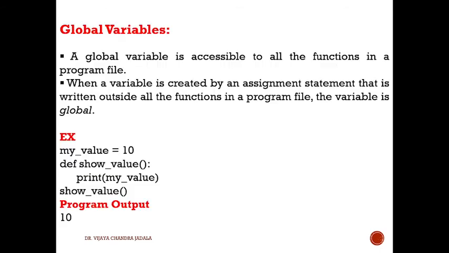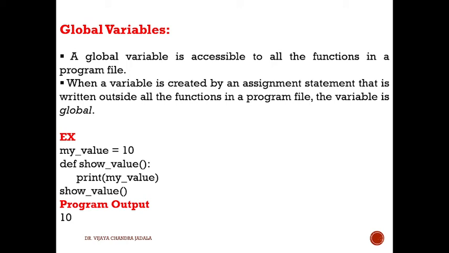Next comes the global variables. A global variable is accessible to all the functions in a program file. When a variable is created by an assignment statement that is written outside all the functions in a program file, the variable is global. my_value equal to 10, def show_value, then print my_value, show_value. So the value will be shown, that is, the output will be 10.